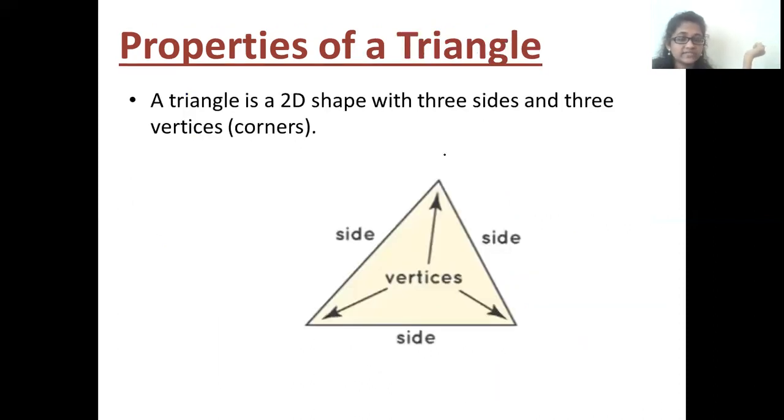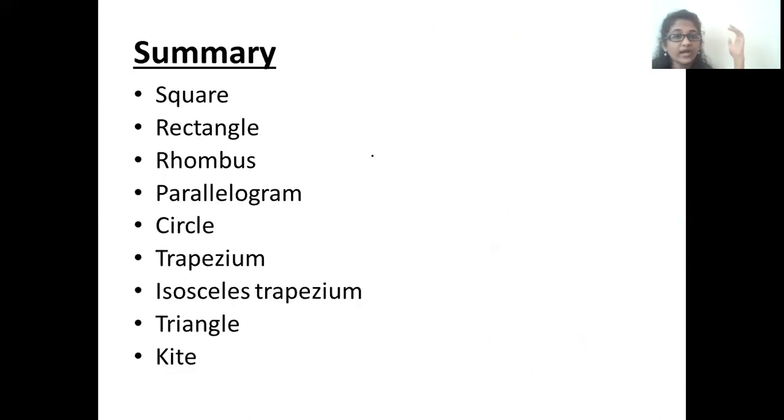And the next one is a triangle. So a triangle has three sides. Okay, and also we can have three corners, or you can say three vertices. And also there are more properties or special characters we can find from a triangle. Okay, so those properties will come in another video. So I hope you understood the special characters or the properties that we found from these 2D shapes.